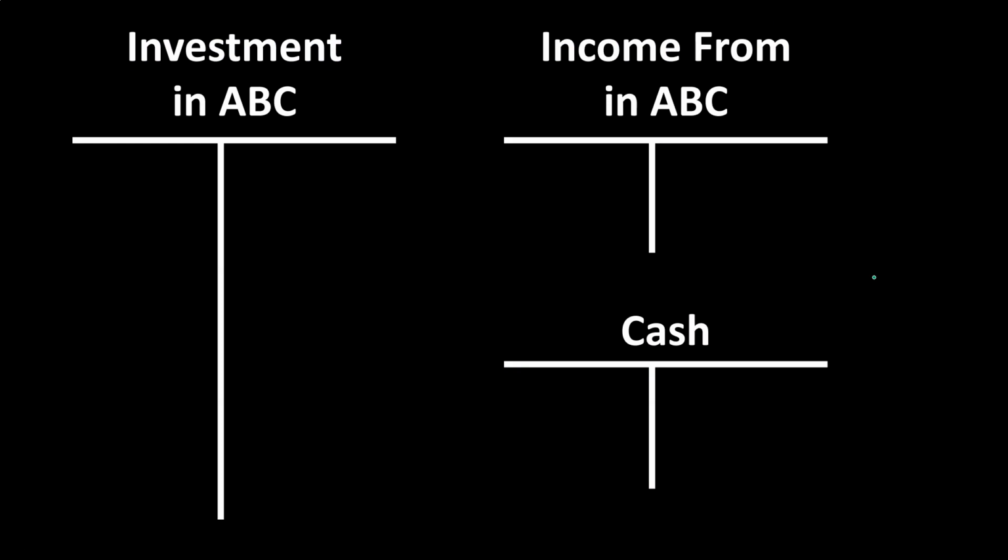Okay, so what would the journal entries look like? Let's look at this in terms of T accounts now. If we're the company investing in ABC company, we're going to have an asset account, which is the investment account, investment in ABC. We're going to have an income account related to ABC company. And then we'll have the cash account down here.